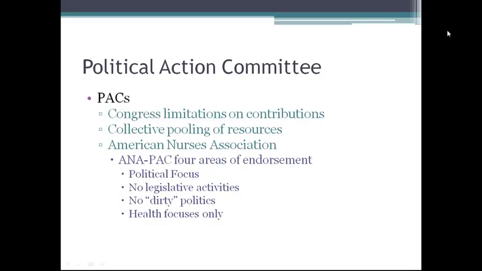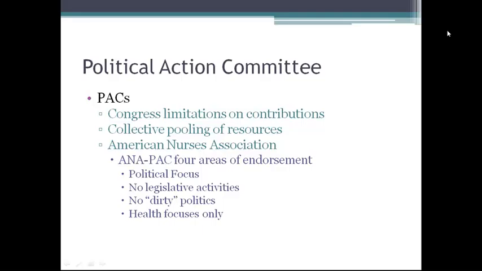Political action committees grew out of the Nixon-Watergate era when Congress decided that candidates for public office were becoming too dependent on money that was supplied by special interest groups. So Congress put limitations on contributions because there were people who donated large amounts of money and were exerting too much influence over the elected officials' decisions. Collective pooling of resources helped provide the elected official with education regarding the healthcare issues.